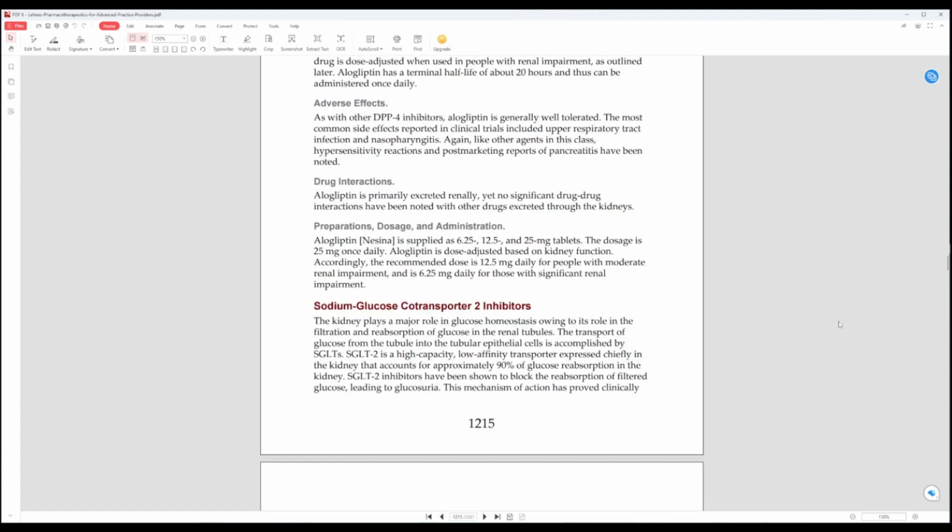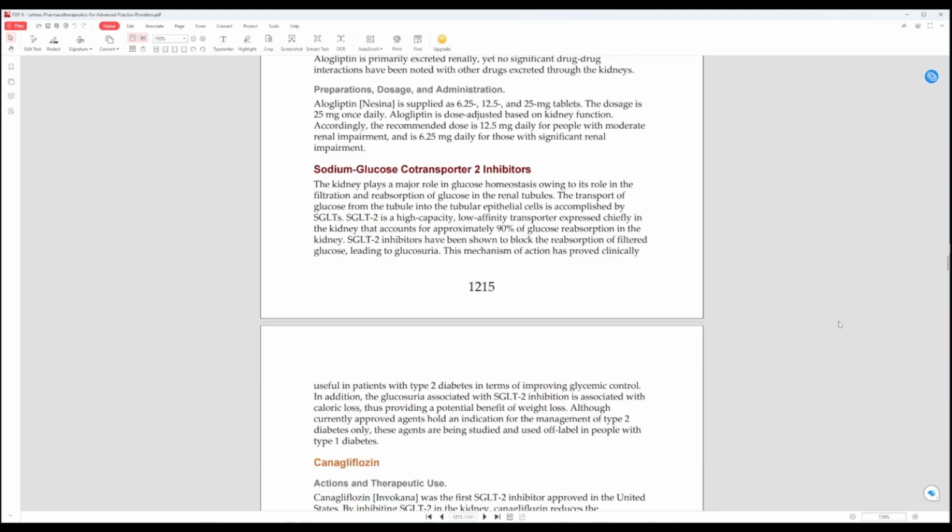Its adverse effects. As with other DPP4 inhibitors, alogliptin is generally well tolerated. The most common side effects reported in clinical trials include upper respiratory tract infections and nasopharyngitis. Again, as with the other agents in this class, hypersensitivity reactions and post-marketing reports of pancreatitis have been noted. Alogliptin is primarily excreted renally, yet no significant drug-to-drug interactions have been noted with other drugs excreted through the kidneys.